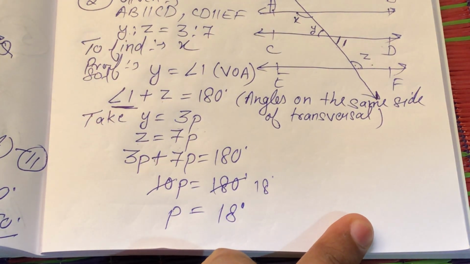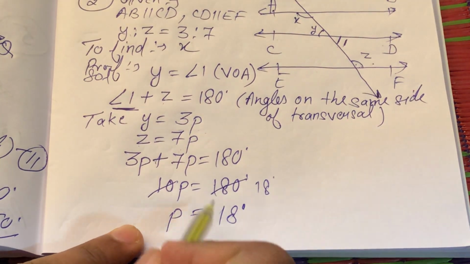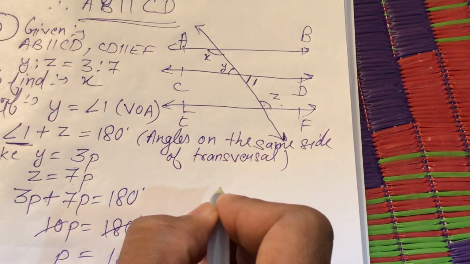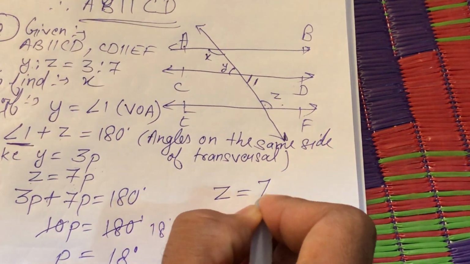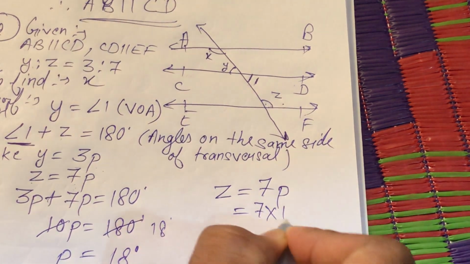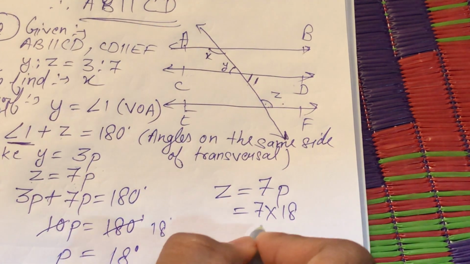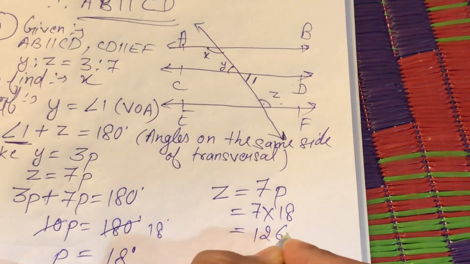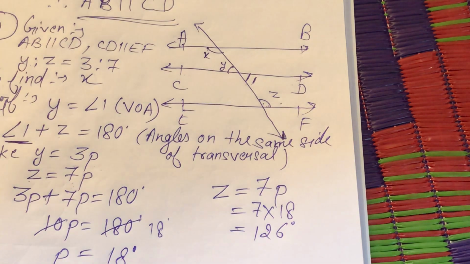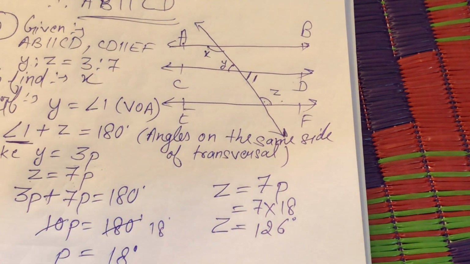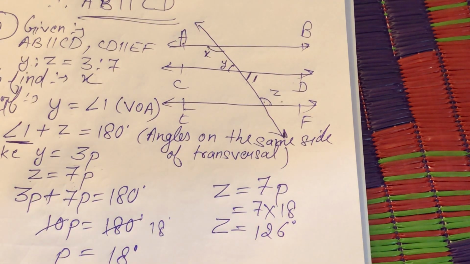So what is the meaning? If P equals 18, that means angle Z will be equal to 7P. So P is 18 ना, so 7 multiply by 18, how much is 7 multiply by 18? It is 126 degree. Z will be equal to 126 degree. You can see clearly angle Z is 126 degree. हमने find out कर लिया है.